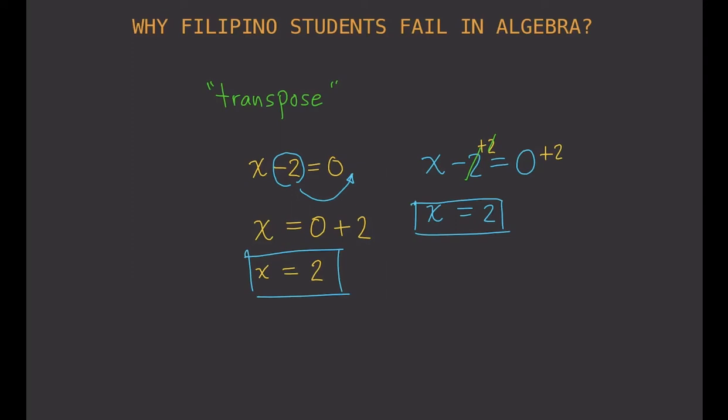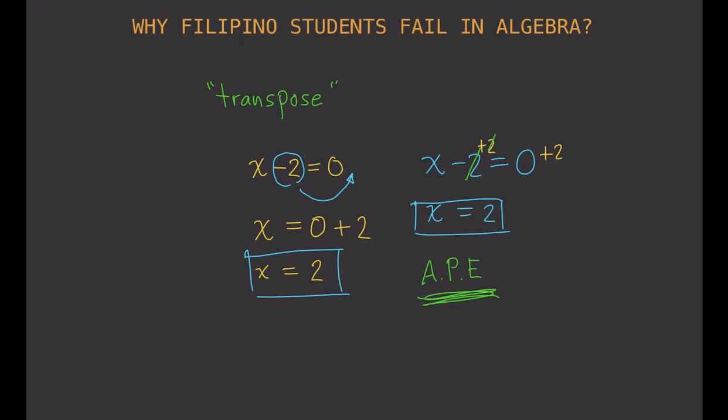Okay, so now that you know how it works, there's no reason to call it transpose, right? It's just a natural algebraic move. And if there's a proper name for it, it's called the addition property of equality. We call that APE, right? The addition property of equality. So that's what's at work here. There's no such thing as transpose.